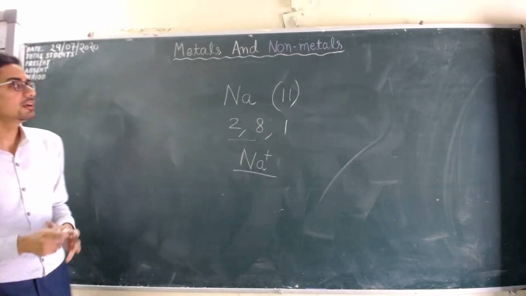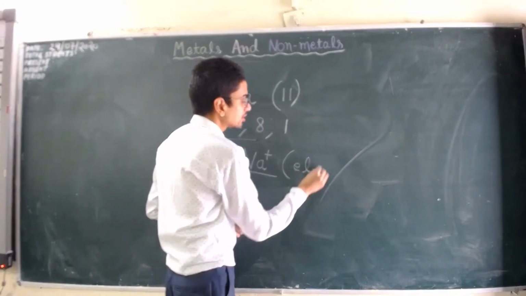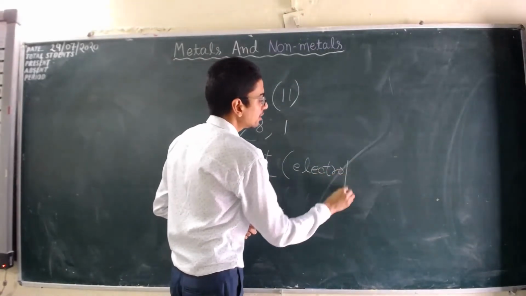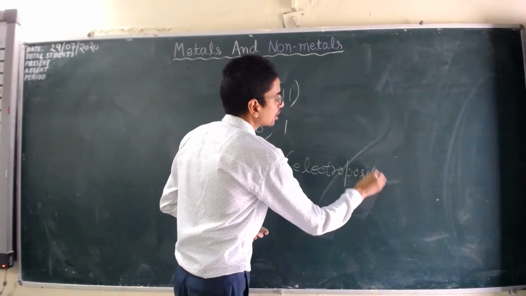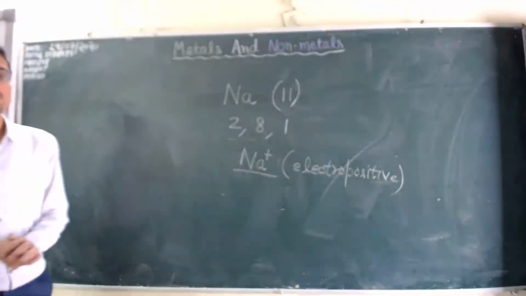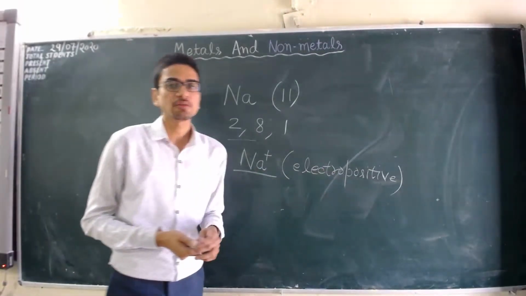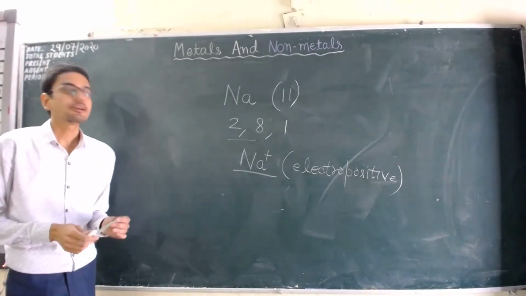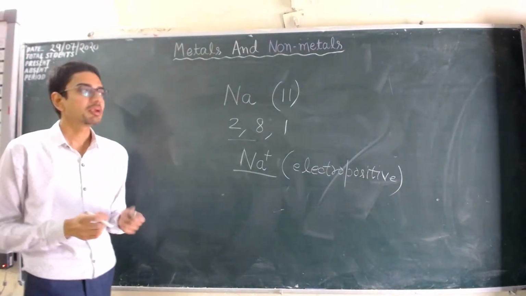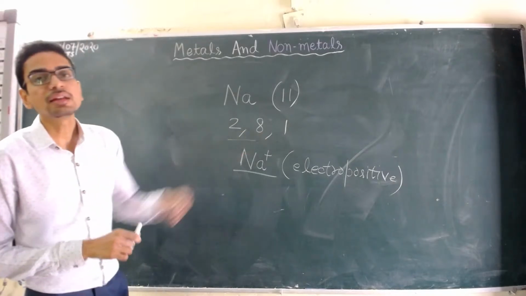Okay, so we say that metals are electropositive. It means that metals lose electrons. Electrons पर negative charge होता है, so negative charge जब remove होगा, then metals get electropositive. While non-metals are electronegative, because they gain electrons.